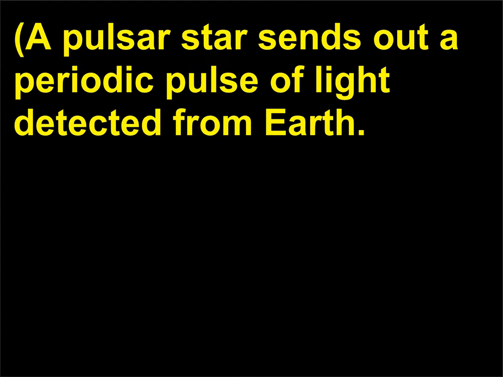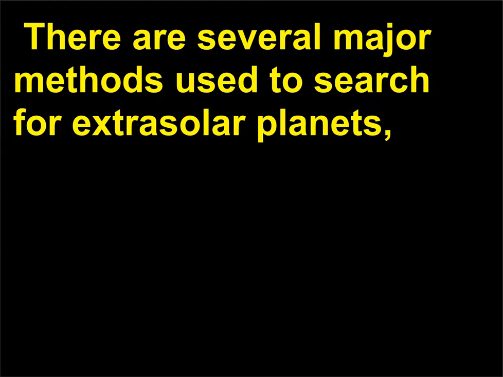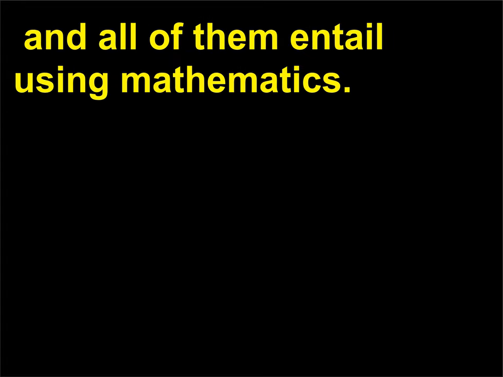A pulsar star sends out a periodic pulse of light detected from Earth. Wolszczan found the planets by measuring the periodic variation in the pulse arrival time. There are several major methods used to search for extrasolar planets, and all of them entail using mathematics.